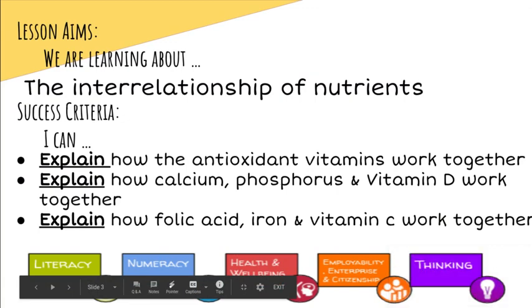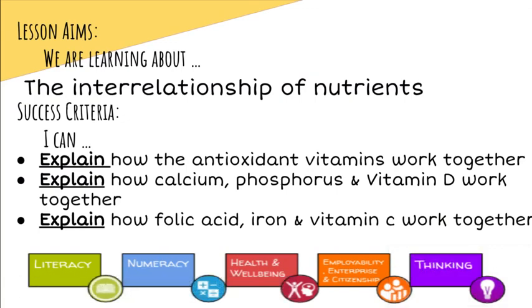Today we're learning about the interrelationship of nutrients. By the end of today's lesson, you should be able to explain how the antioxidant vitamins work together. You should be able to explain how calcium, phosphorus and vitamin D work together, and explain how folic acid, iron and vitamin C work together. To explain effectively, you'll be able to give a detailed fact about the interrelationship and the consequence of the interrelationship.